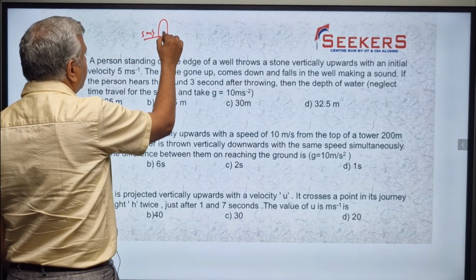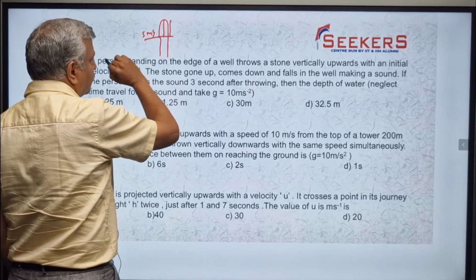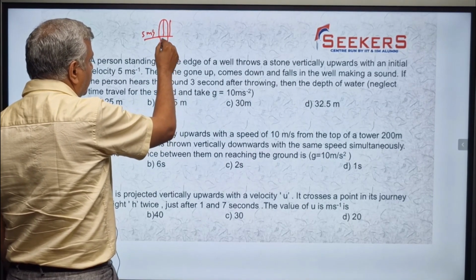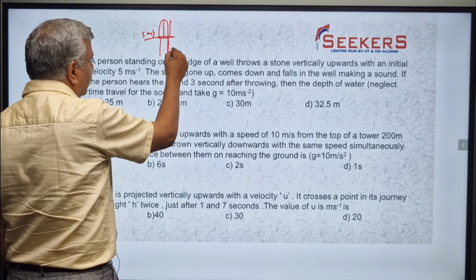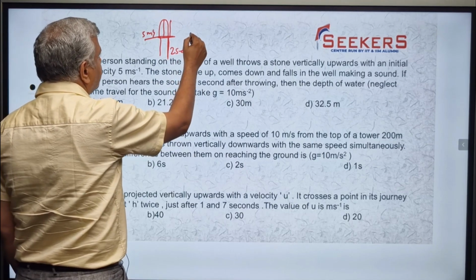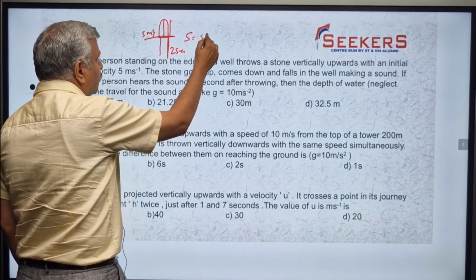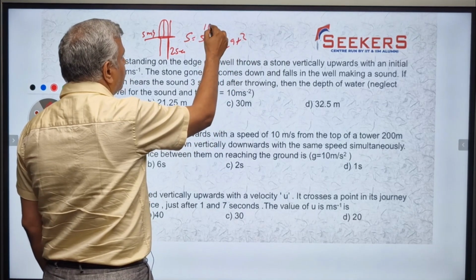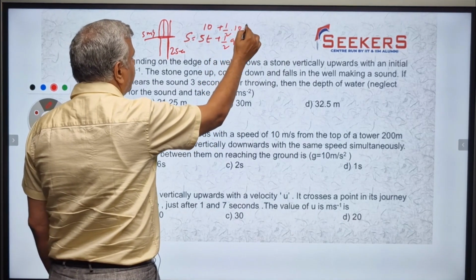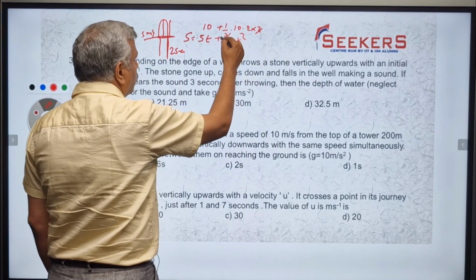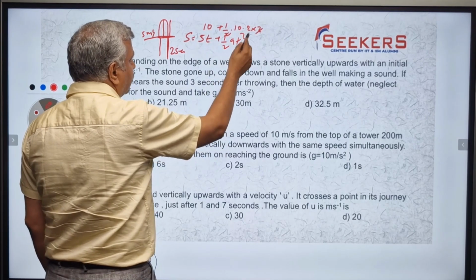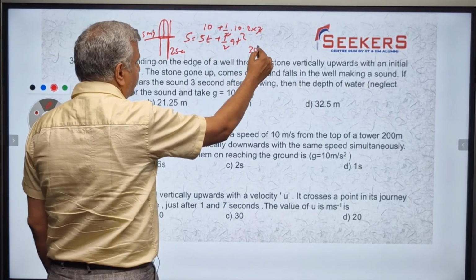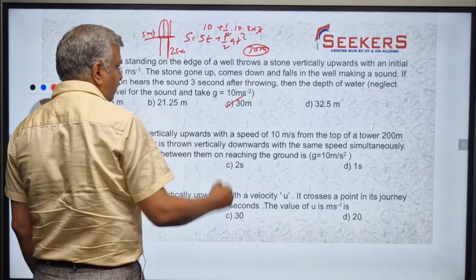So it will take 0.5 seconds to go up, 0.5 seconds to come down, right? So to find out the depth, it will be the distance travelled from here in 2 seconds. So I can simply say S is equal to ut plus half gt squared, so 5t plus half gt squared. If I substitute, it will become 10 plus half into 10 into 2 into 2, 2 into 2, 2 cancel, so 20 plus 10, 20 plus 10 will be 30 meters. So the answer is 30 meters.